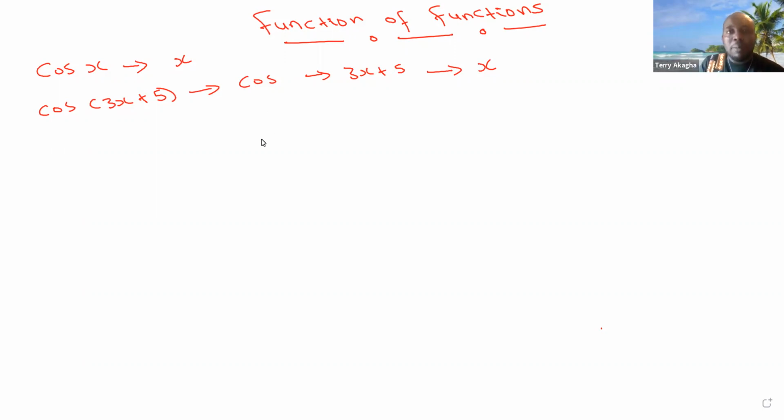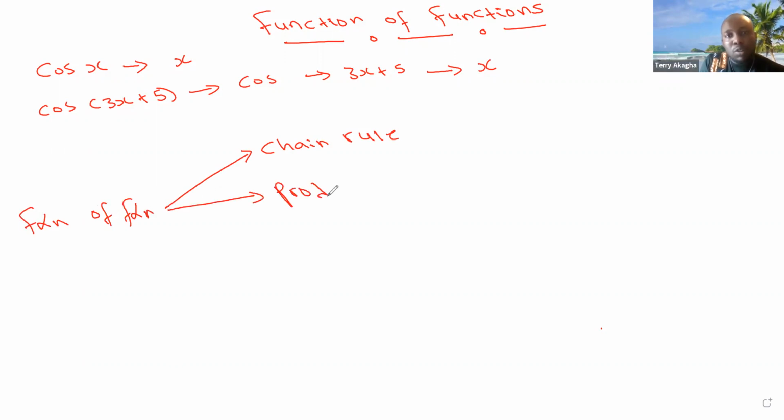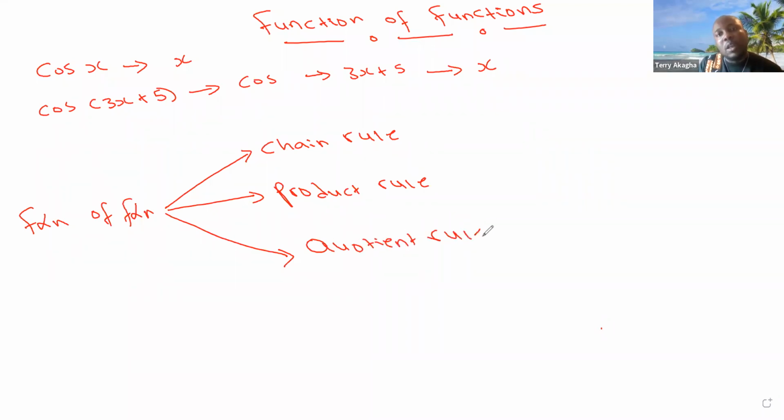Now, in order to do this, there are three rules we usually use for the functions of a function. The first one is called the chain rule. The other one is called the product rule, and the last one is called the quotient rule. In this video, I'm going to talk only about the chain rule, and the subsequent videos will cover the product rule, then the quotient rule. So I'm going to start with the chain rule.